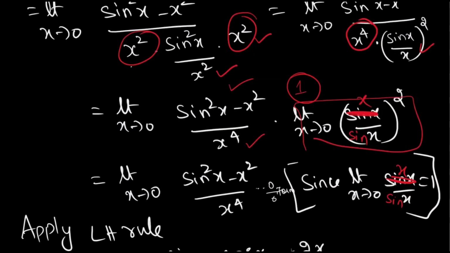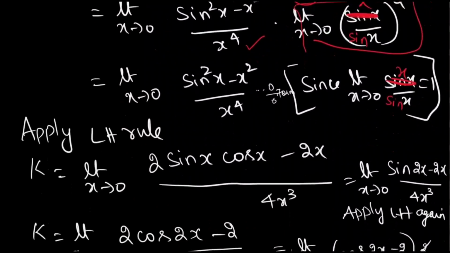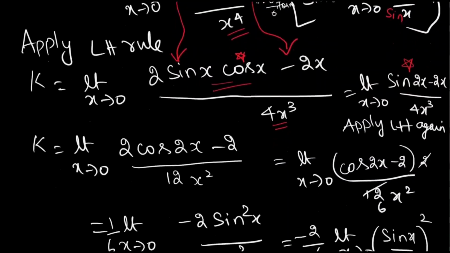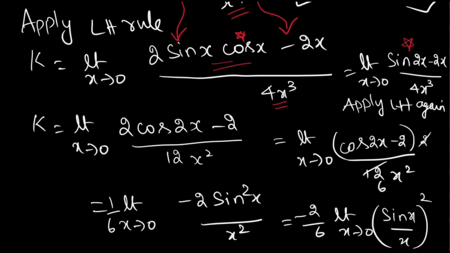And if you see this, now it is again in 0 by 0 form. Hence we are applying L'Hospital rule. And sine square x differentiation is 2 sin x cos x, x square differentiation is 2x, and x power 4 differentiation is 4x cube. And 2 sin theta cos theta is sin 2 theta. This is the formula. So sin 2x minus 2x by 4x cube. And again it is 0 by 0 form. If you see sin 0 is 0, 2 into 0 is 0. And then now we have to apply again L'Hospital rule.